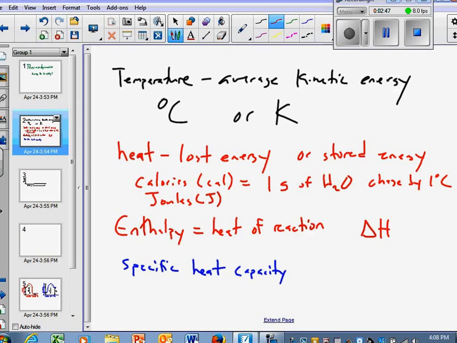There's one other term that I want you to be familiar with, and that is the specific heat capacity. Specific heat capacity uses the symbol Cp. It's the capacity at constant pressure. Don't worry about the constant pressure part so much. You just need to recognize that symbol Cp. Specific heat capacity is the amount of energy that it takes to raise 1 gram of a substance by 1 degree Celsius.